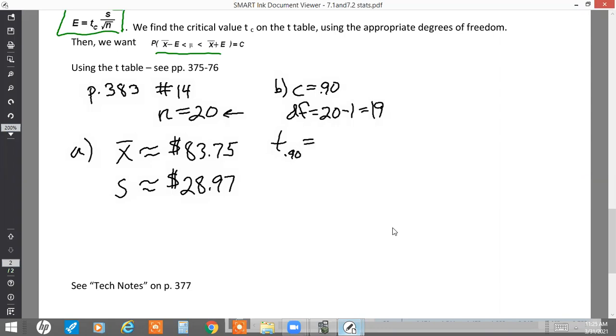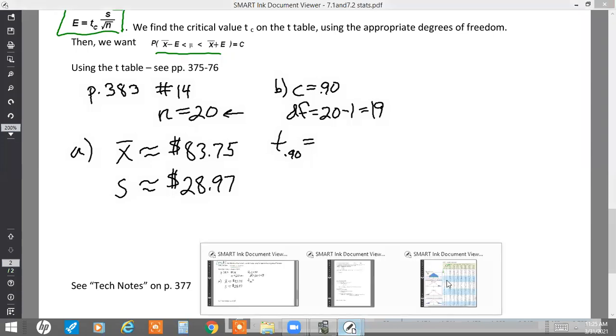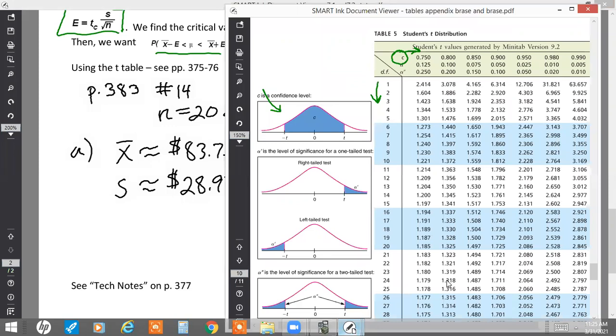Okay, so I'm going to bring that table back up. All right. So for degrees of freedom, we're going to go down to 19. So we're down here. Up at the top, we're going to go across to where C is 0.900. Notice here they write this stuff out for the thousandth place. We're going to see where they meet. They meet right here at 1.729.